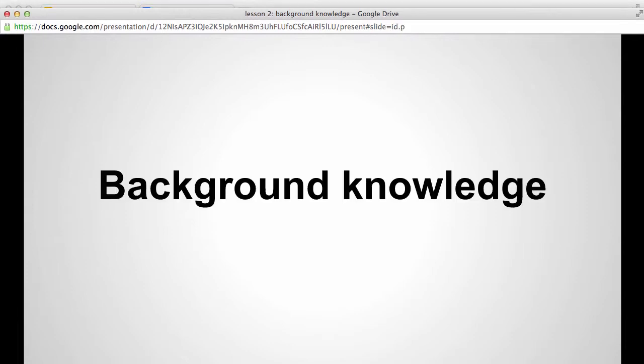So let's talk a little bit about background knowledge. What is background knowledge? Background knowledge has to do with what the text itself is about. Not only that, it's about the background information regarding what it is you're reading. So when you read something, there's more depth to what you're reading than what you're just reading in front of you. There's background information you need to know.